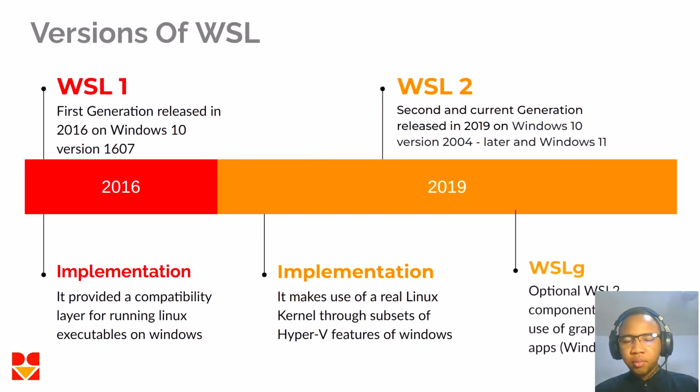Okay. But then there's also another one, not really a different version, but an extension, right? For the Windows Subsystem for Linux 2, called WSLg, where the G stands for graphics or graphical, right? So this feature or component of WSL2 helps us to run graphical software. So Linux graphical software on Windows. Okay, so basically that's that.